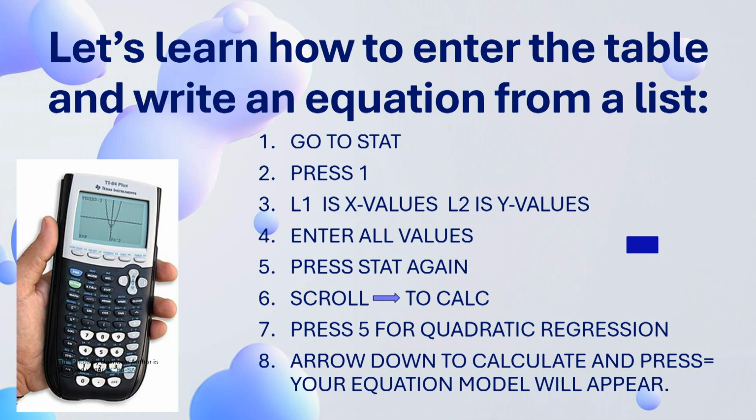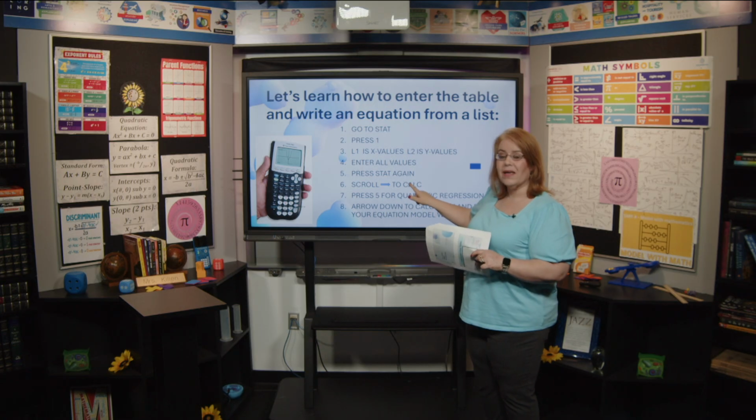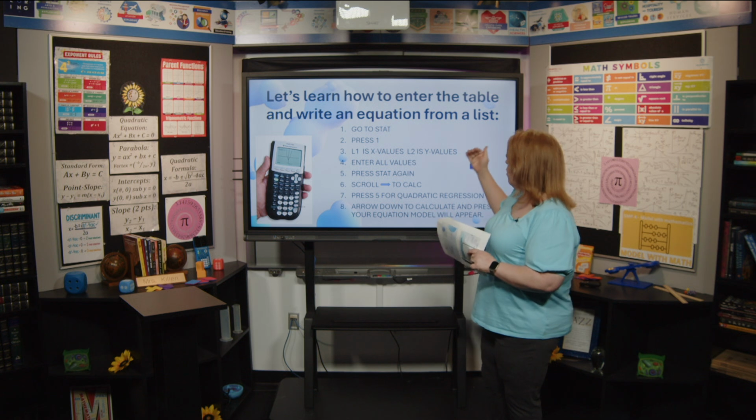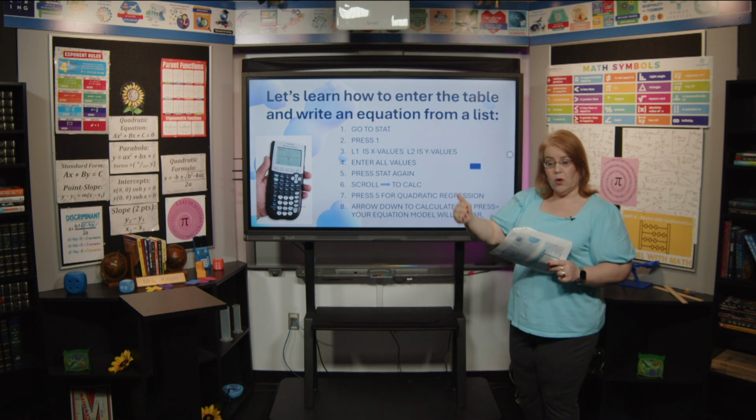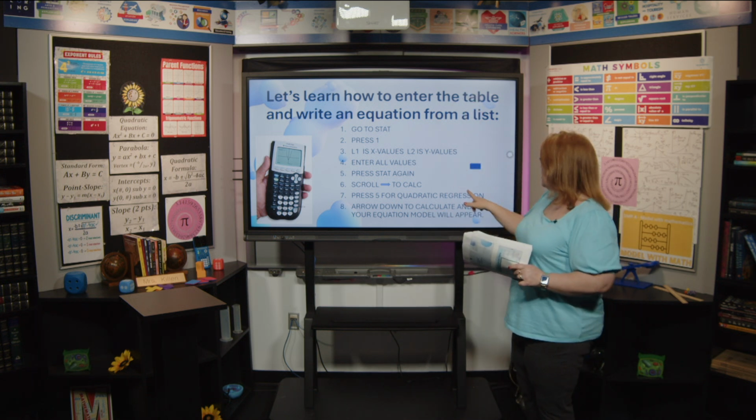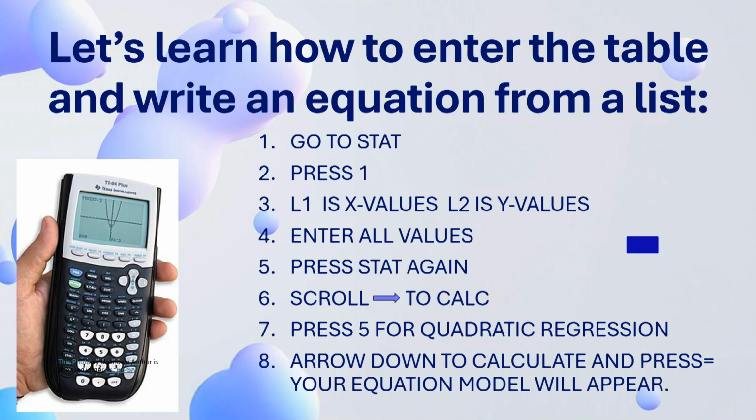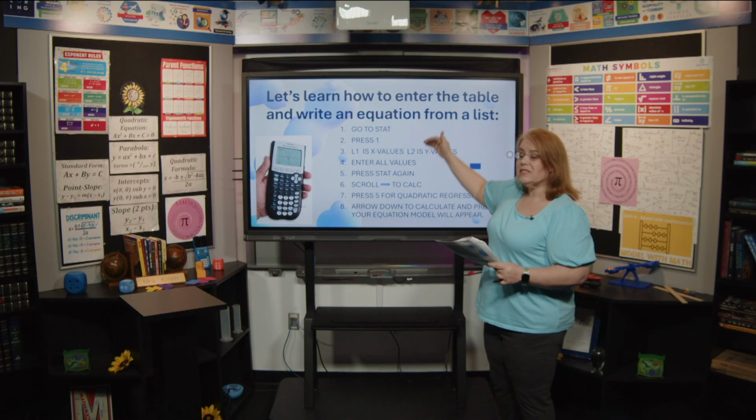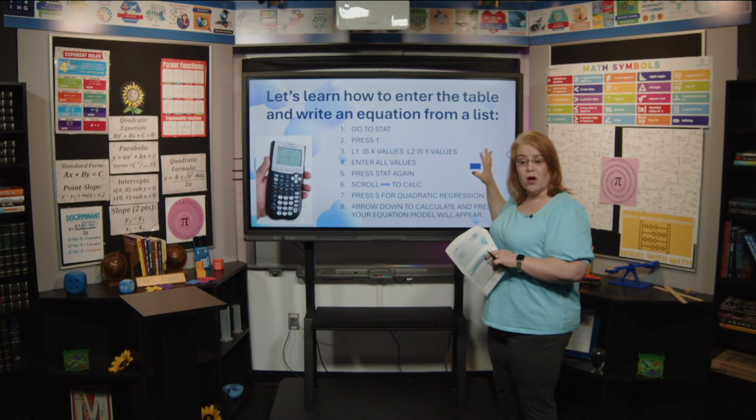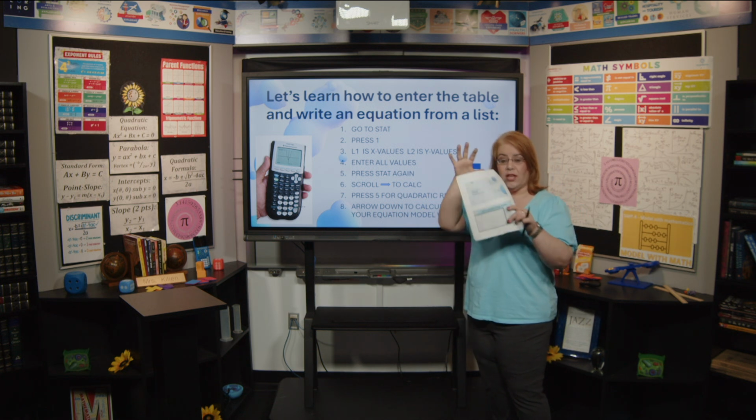After you enter all of those values, you're going to press stat again, and you're going to scroll to the right to where it says calc, C-A-L-C. When you see that, you're going to scroll all the way down to number 5, which is going to be your quadratic regression. You're going to arrow all the way down and press enter to where it calculates. So now that we see what our different steps are, let's go to the calculator online so I can show you and you can do it along with me.